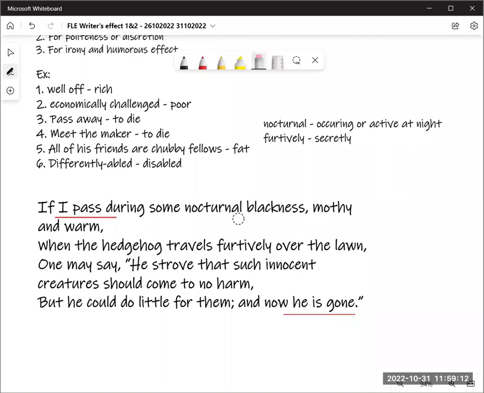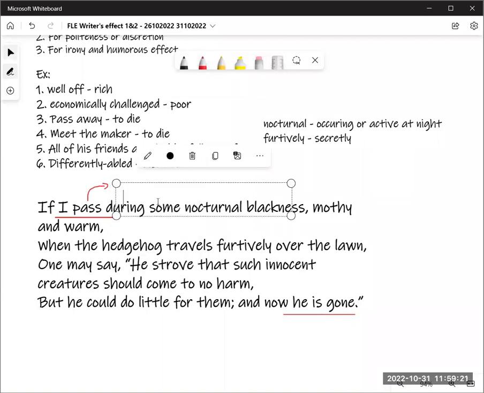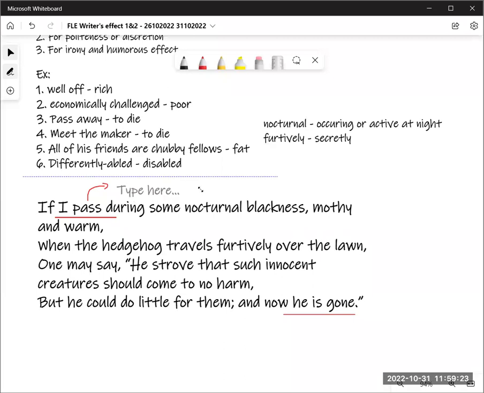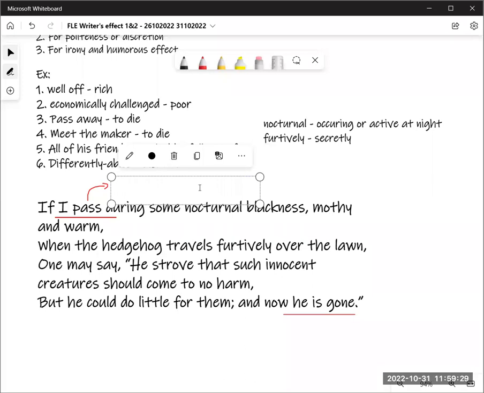So what happens is if he dies very secretly over the lawn, people can say that, well, he died without telling anyone, right? And there's a lot more happening here, but we have to continue. We'll look at something else. It's not at your level right now. Now, if I pass, this means to die, right? That's a euphemism.